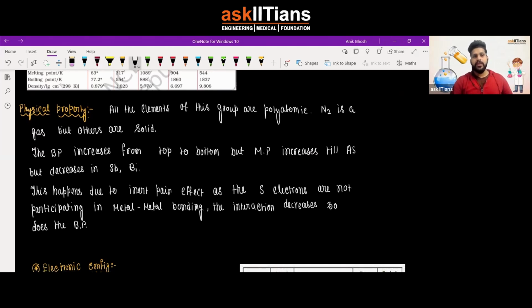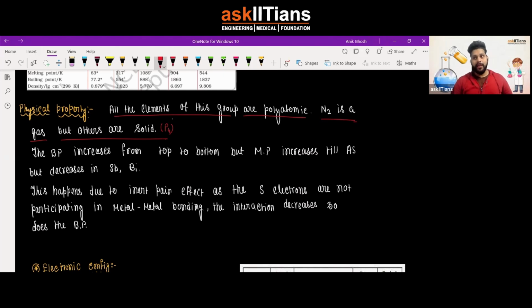In the physical properties, guys, we talk about boiling point, melting point, solubility, these kinds of things. All the elements of this group are polyatomic. That's a very good thing: all of them have the property of catenation, right? N2 is a gas, but the others are solid. So they are polyatomic, but out of them, only N2 is a gas. Whereas P4, phosphorus, is a solid, right? Arsenic is a metalloid, but you're going towards metal, so they are going to be solid anyway. But nitrogen is the only gas, the rest of them are solids.